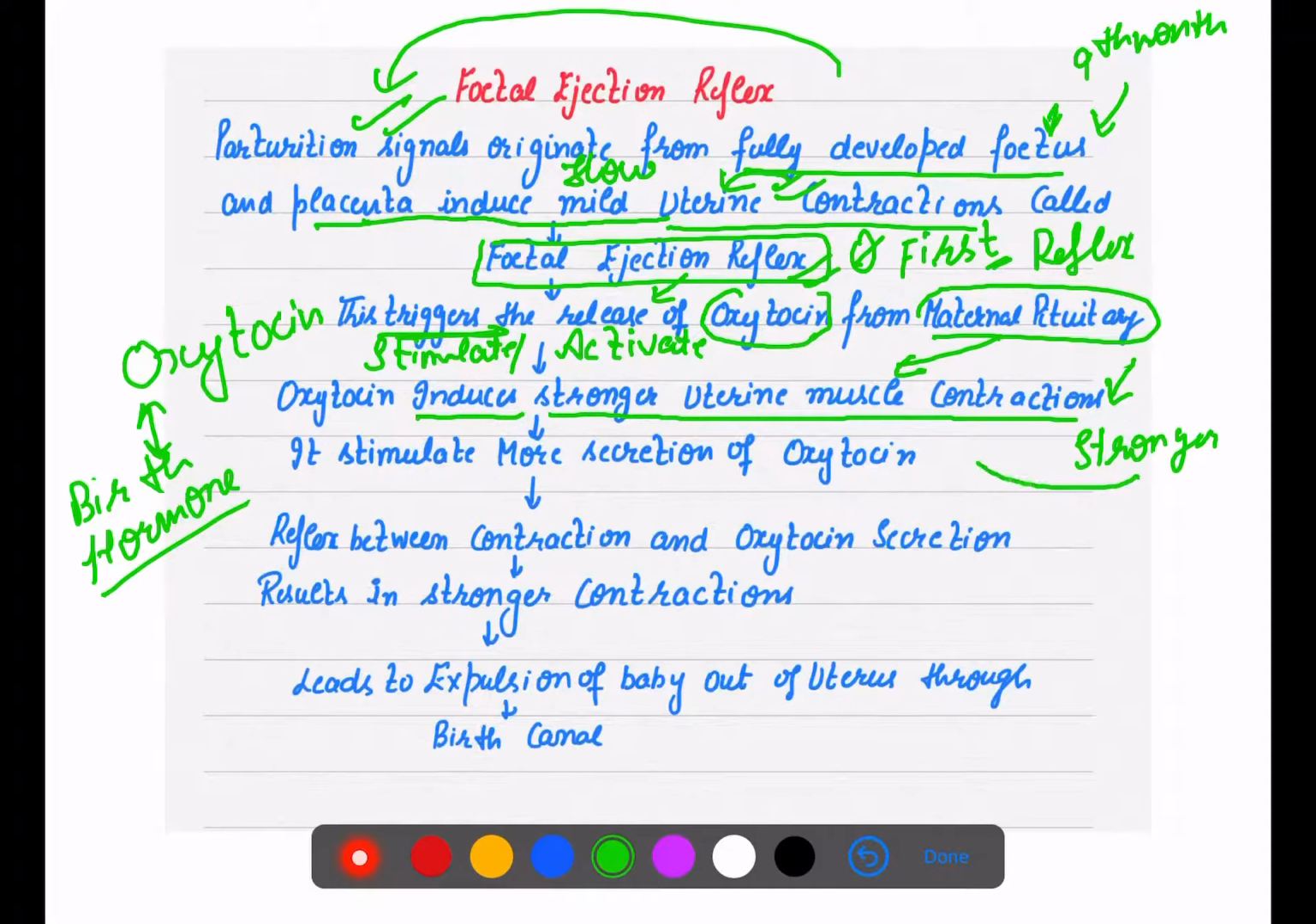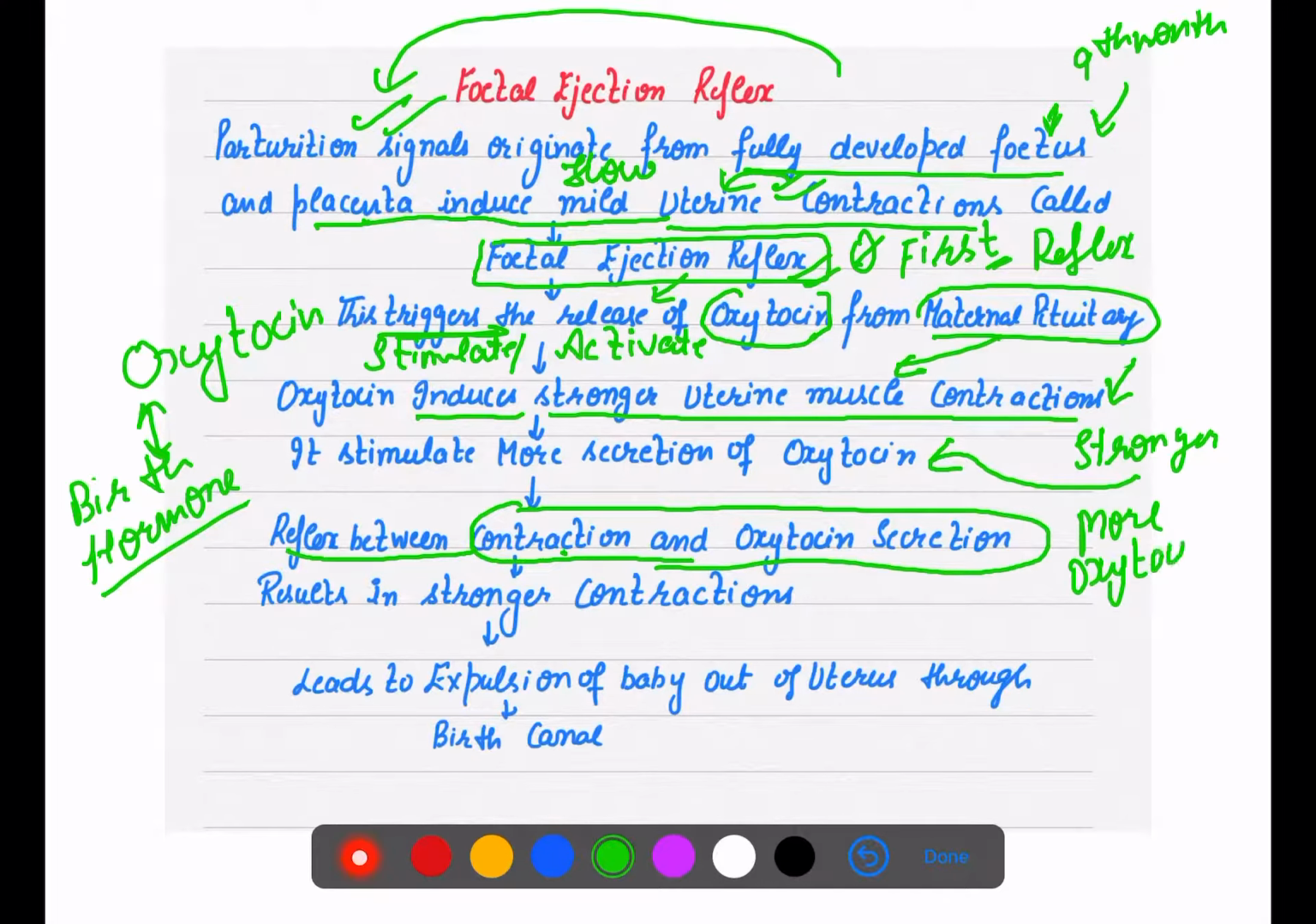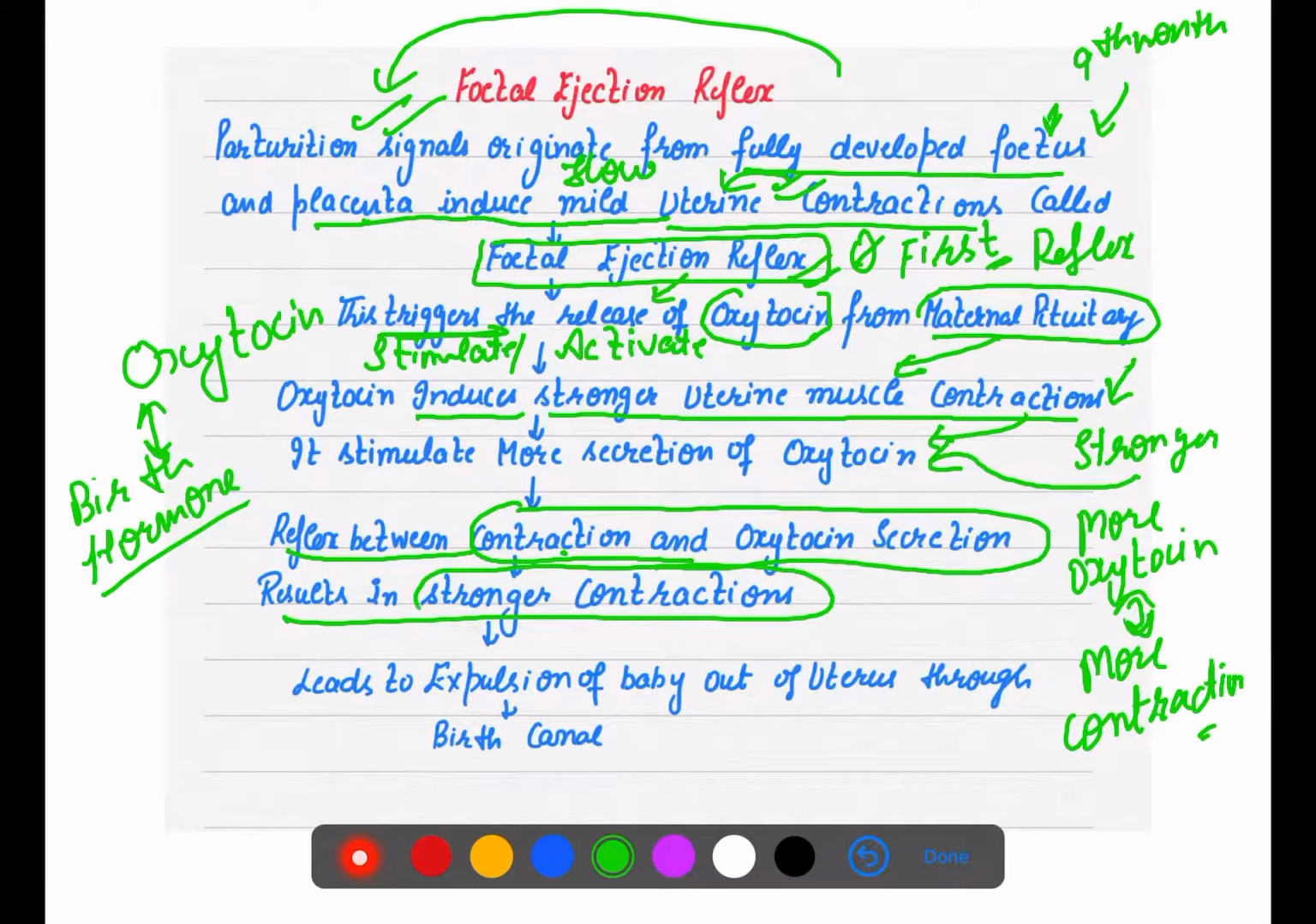More stronger contraction, more release of oxytocin, and this is a reflex between them. Now continuously there is a relationship between contraction and oxytocin secretion. More oxytocin secretion, more contraction, or you can say more contraction, more oxytocin will be released. So more contraction will give rise to more oxytocin and results in the strongest contraction, which leads to expelling of the baby out of the uterus through the birth canal, which is your vagina.